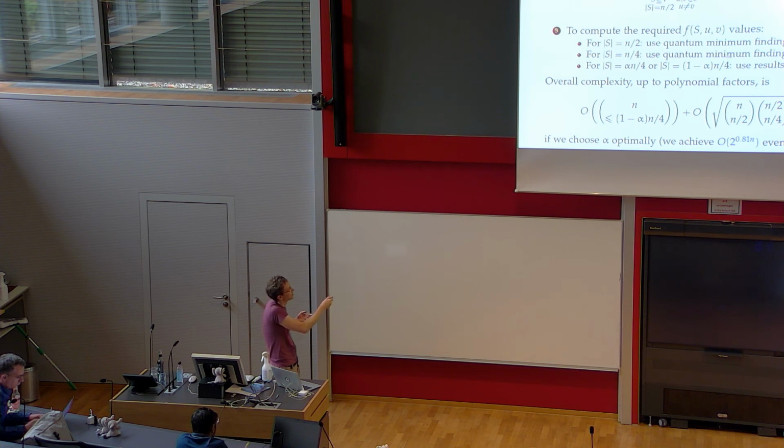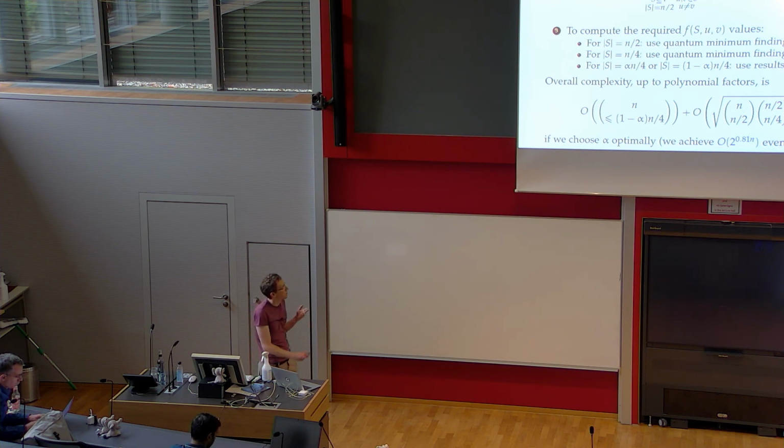That's in the first level of this recurrence. And then within the next level, we're searching over n over 2 choose n over 4, and then we get n over 4 choose alpha n over 4, which is the third level of the recurrence. In each case we're using quantum minimum finding, so we get a square root on top of those complexities. And it turns out if we choose alpha carefully, then we can end up with a complexity of 2 to the 0.79 times n, which is better than this 2 to the n complexity.